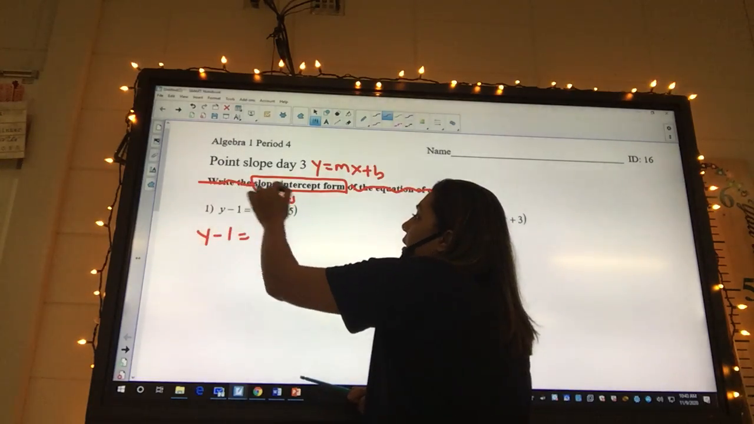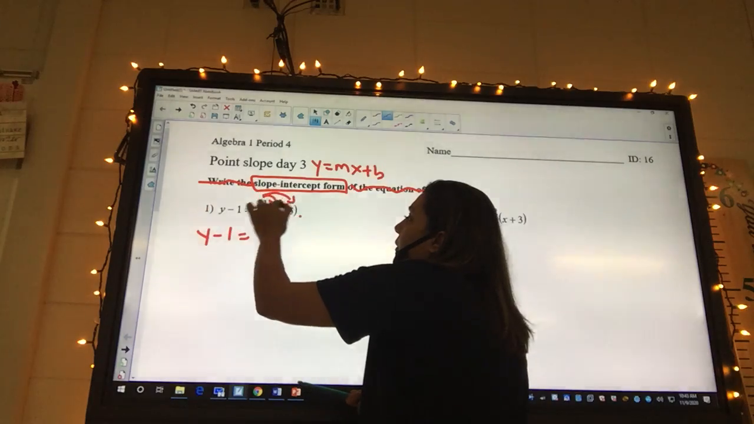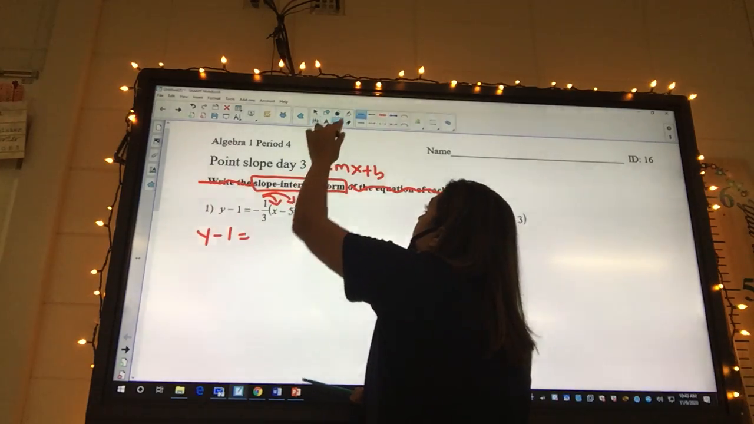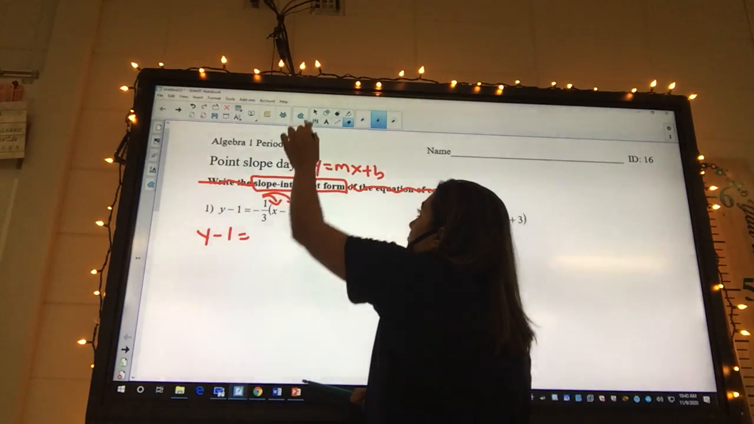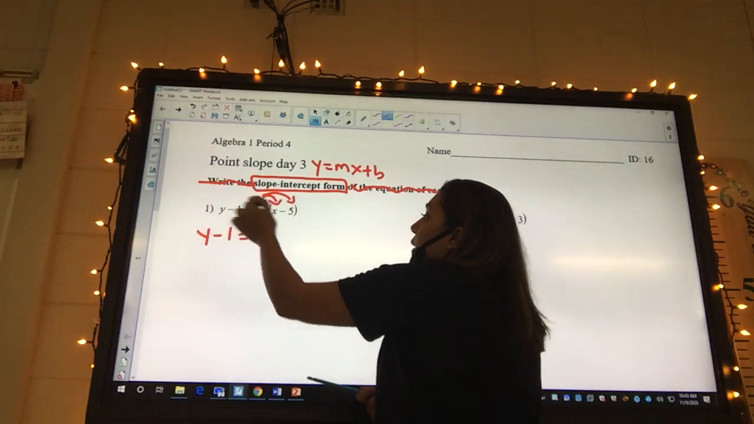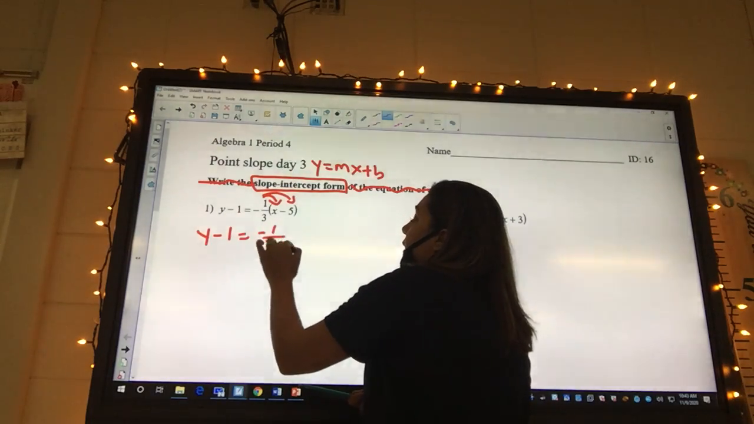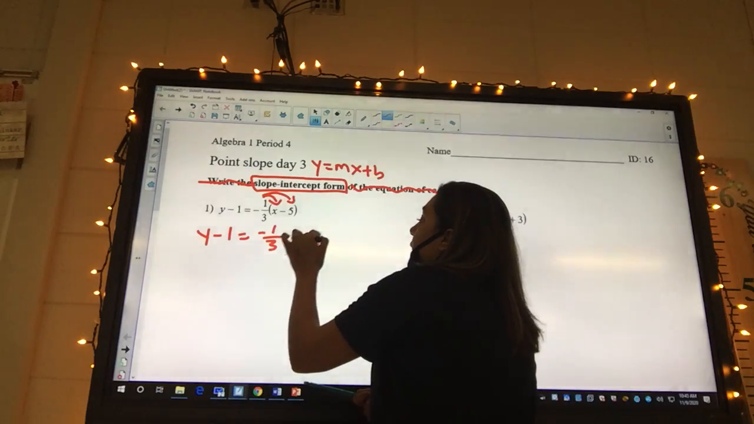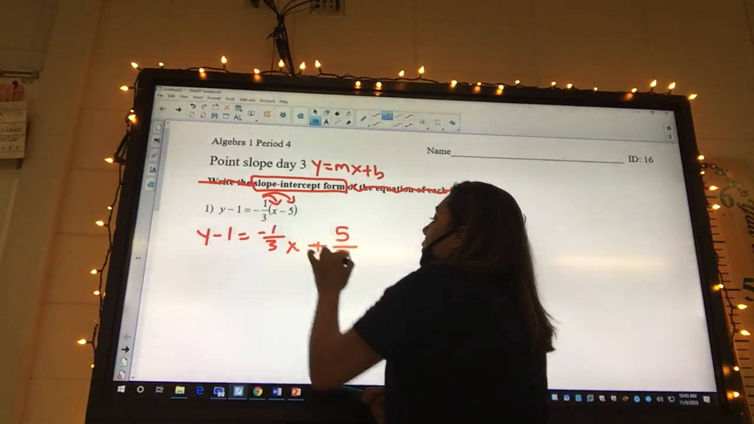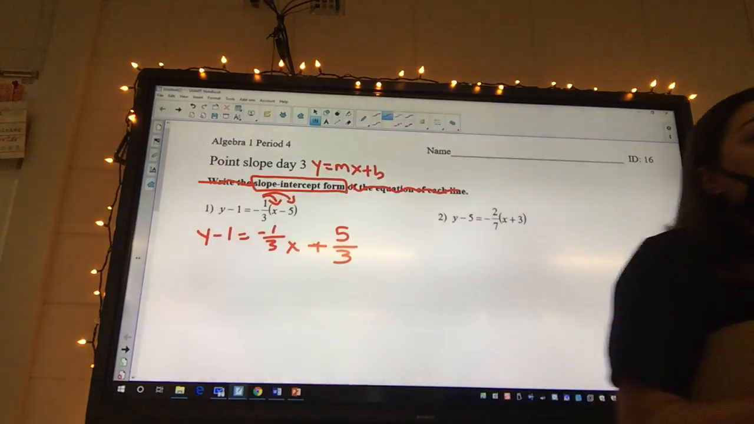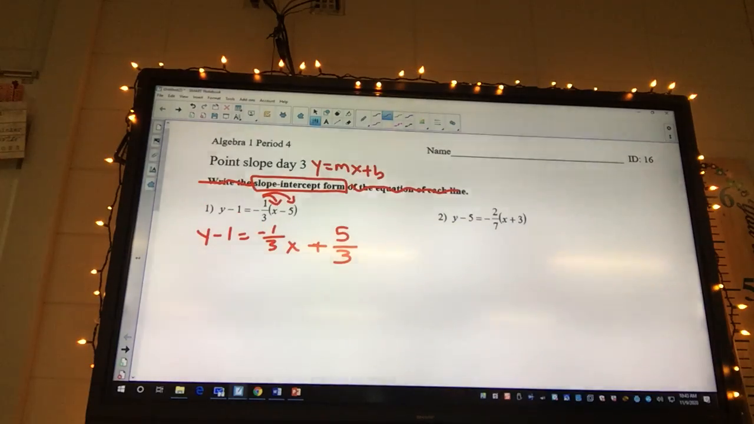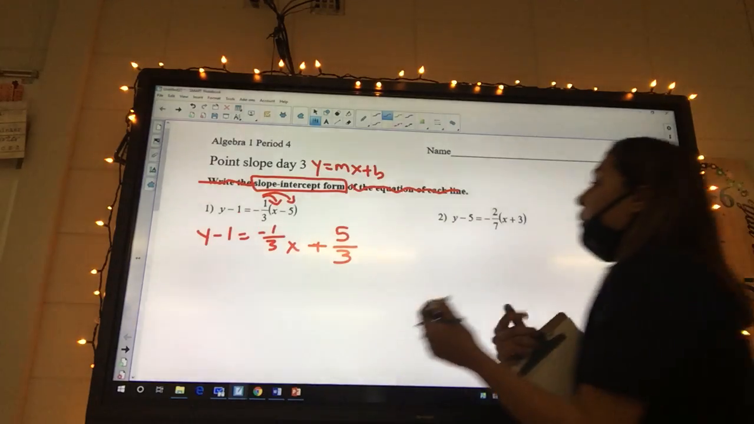So you're going to have y minus 1. What form is this in? Point-slope. So we're going from point-slope to slope-intercept. It's going to be negative 1/3 x, plus 5/3. Okay, now what? Plus 1. We have to add that 1 on both sides.